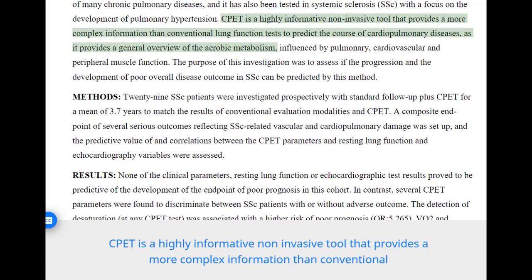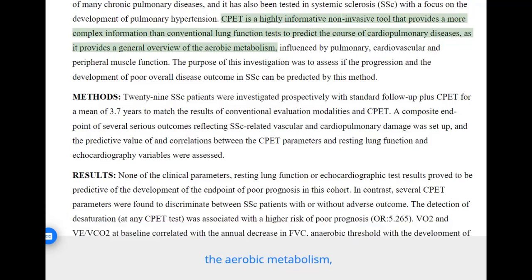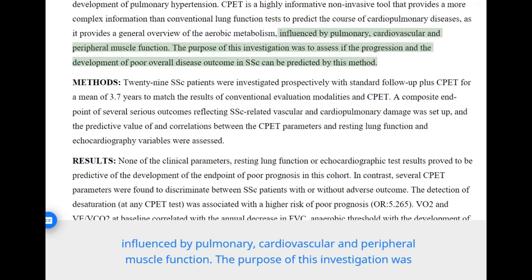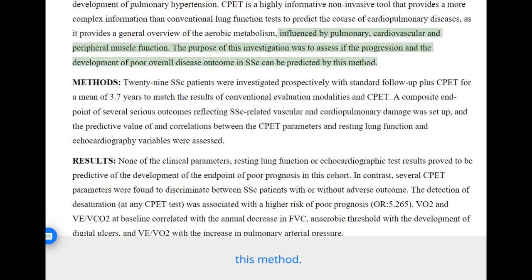CPET is a highly informative non-invasive tool that provides more complex information than conventional lung function tests to predict the course of cardiopulmonary diseases, as it provides a general overview of the aerobic metabolism influenced by pulmonary, cardiovascular, and peripheral muscle function. The purpose of this investigation was to assess if the progression and the development of poor overall disease outcome in SSC can be predicted by this method.